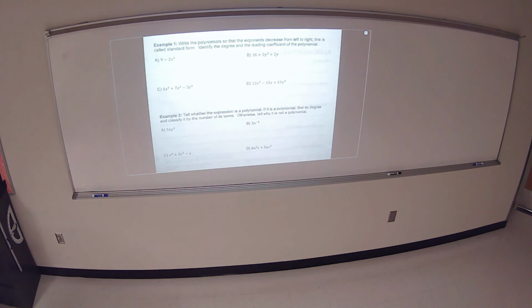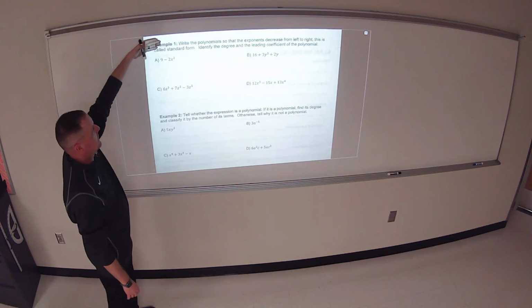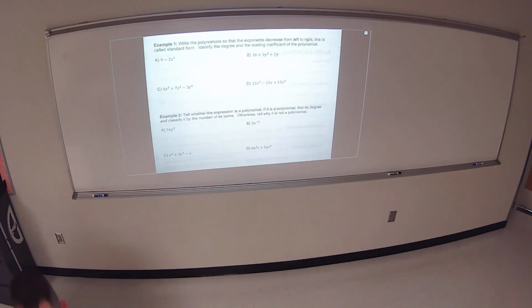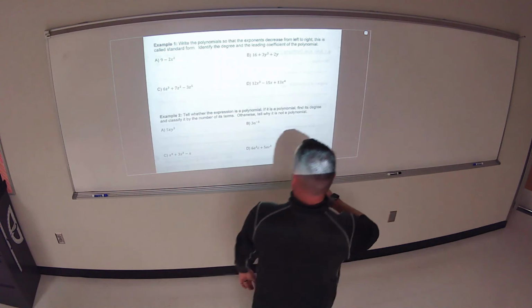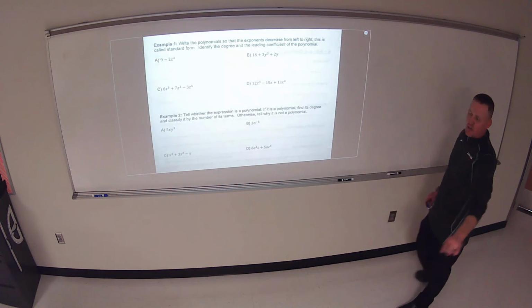Example number 1. Write the polynomial so that the exponents decrease from left to right. This is called standard form. That was my way of putting that into your vocabulary without putting it into your vocabulary. Identify the degree and the leading coefficient of the polynomial. So we're going to walk through the first 2 together, and then you guys will do the next 2 together, or by yourselves. So first of all, how many terms are in the letter A?